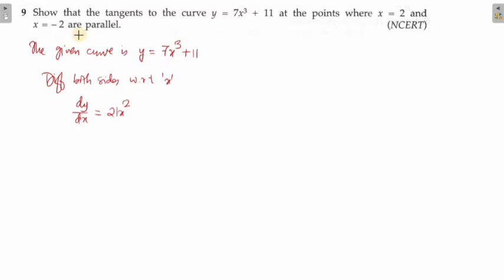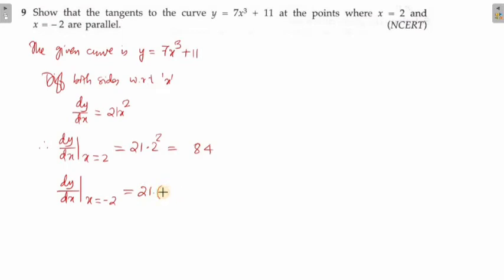That will give you slopes of two different tangents, and if the slopes turn out to be the same, then obviously the tangents will be parallel, because you know that for two parallel lines slopes will be equal, isn't it? So your dy by dx at x equals 2 will turn out to be 21 into 2 square. 2 square is 4, so 4 ones are 4, 4 twos are 8, so it turns out to be 84.